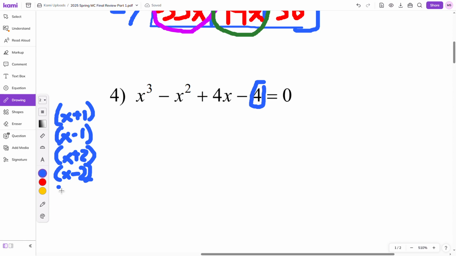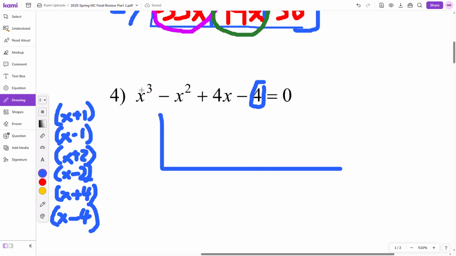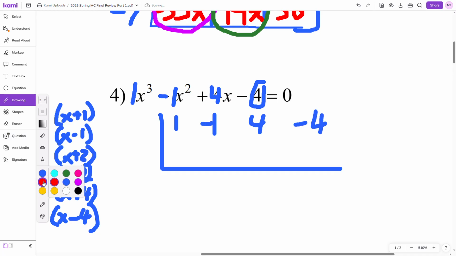And I'm just going to, I guess I can do it for you. It's not going to be the 4s. Again, I always start with the 1s. It's just more likely to be. And so I do my synthetic division, 1, negative 1, 4, and 4. So that's 1, negative 1, 4, and negative 4. And we're going to try out this one right here. So that would be negative 1.